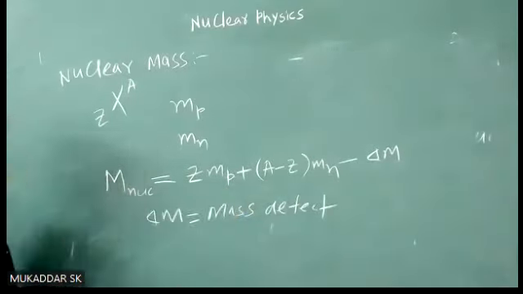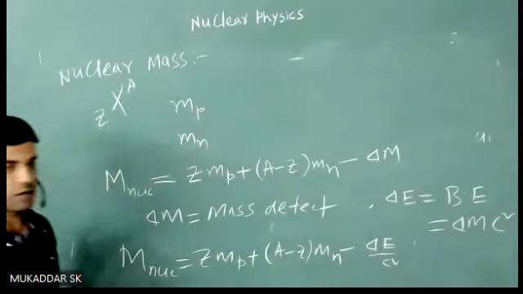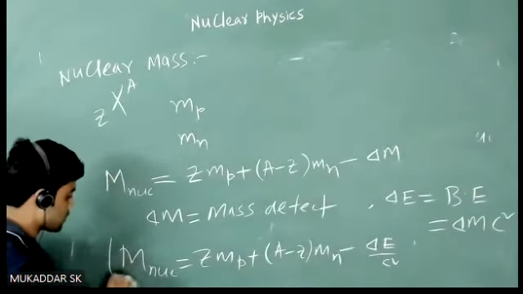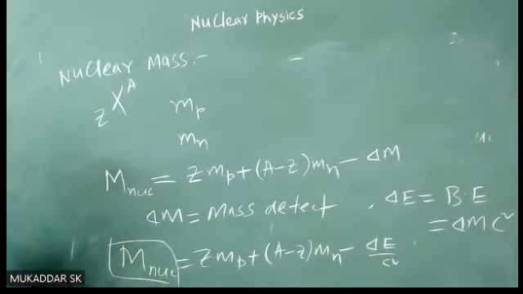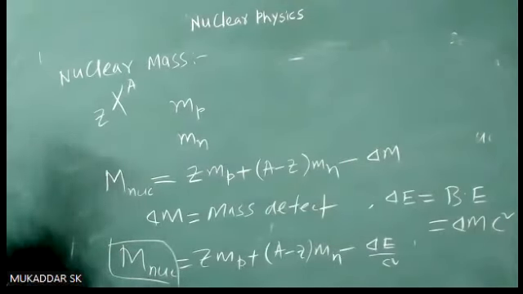You can also write this equation in terms of binding energy. The mass of the nucleus will be Z mp plus (A minus Z) mn minus delta E by c square, where delta E means binding energy. Binding energy is nothing but delta m, the mass defect, times c square. So from here delta m equals delta E by c square. This is the actual mass of your nucleus. Okay, so let us solve a problem based on mass defect.